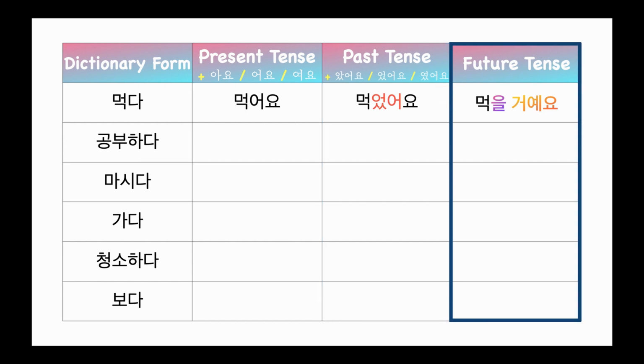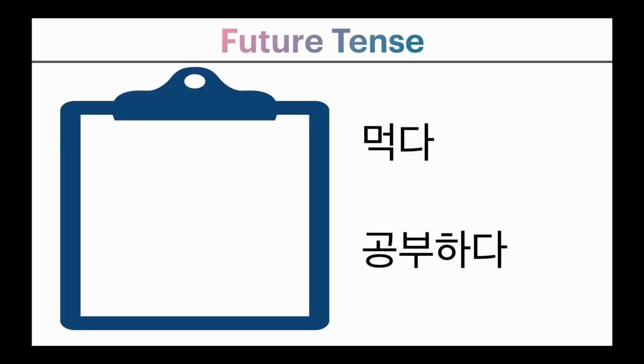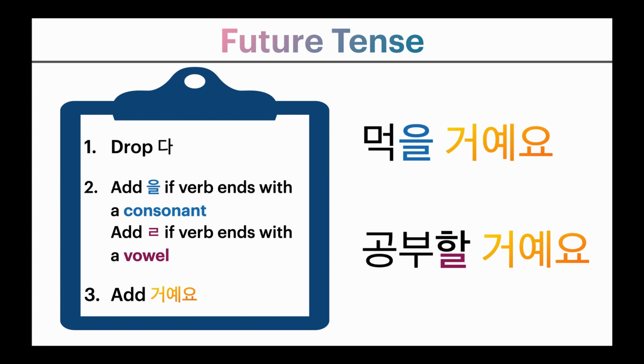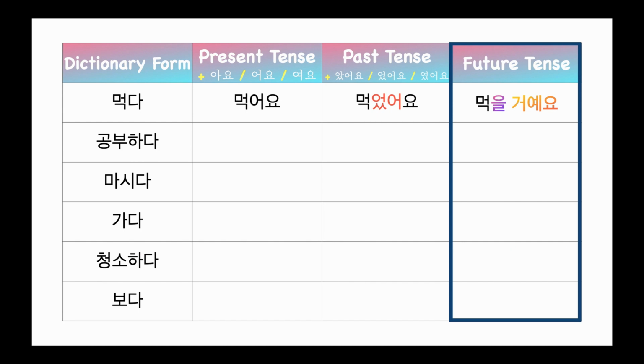And finally, let's move on to future tense. The rules for future tense I think are a bit easier. As always, you will first drop 다. And then instead of looking at the final vowel, we're just going to pay attention to if the final character ends with a consonant or a vowel. If the final character ends with a consonant, then you will add 을. And if the final character ends with a vowel, then you will add ㄹ. And then you will finish this by adding 거예요. 먹을 거예요, 공부할 거예요.